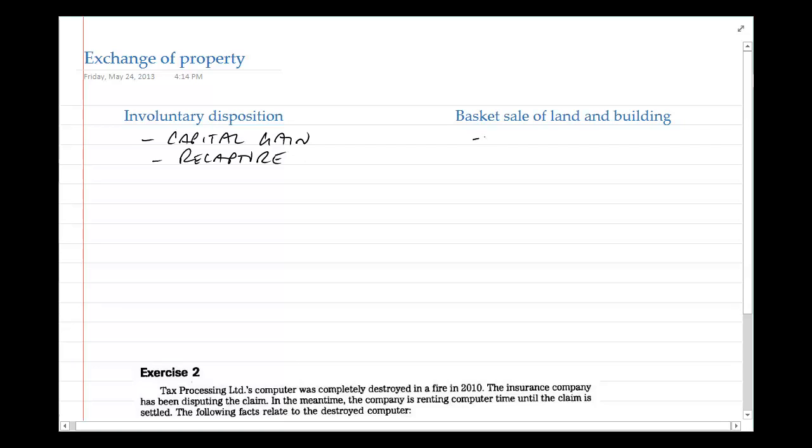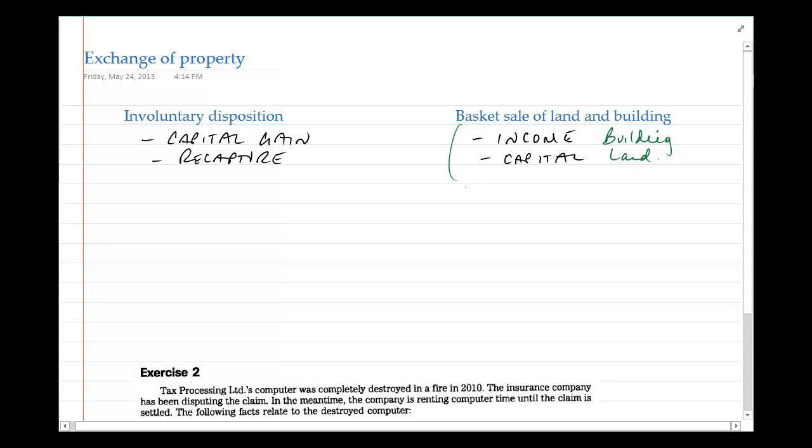On the other side, when we have a basket sale of land and building, the issue is different. We have an income piece, and we have a capital piece, right? So essentially you can think of the land and the building. So the building will possibly have an income piece in the term of terminal loss or possibly recapture, but we're really on the loss side. And the land will be capital.